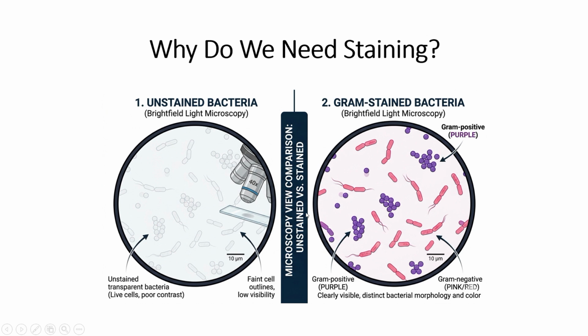So now compare it with the second image. Once the bacteria are stained, they become visibly clear. Some appear purple while others appear pink, and their shape, arrangement, and overall morphology become much easier to study. So, the primary purpose of staining is to improve the visibility of bacterial cells under the microscope, and among all the staining techniques, one of the most important and widely used methods in microbiology is gram staining.